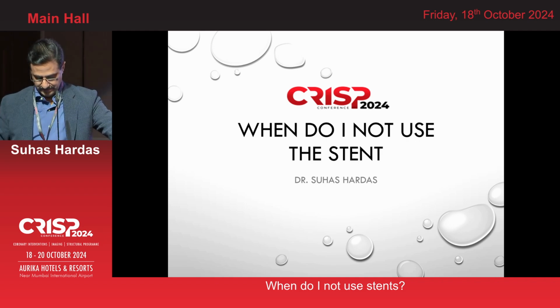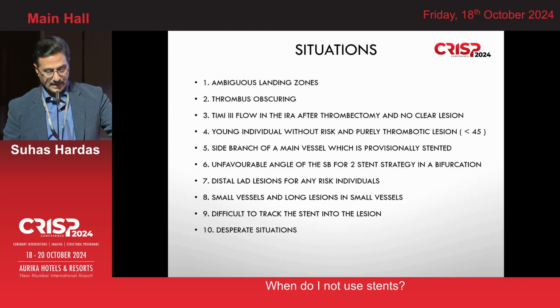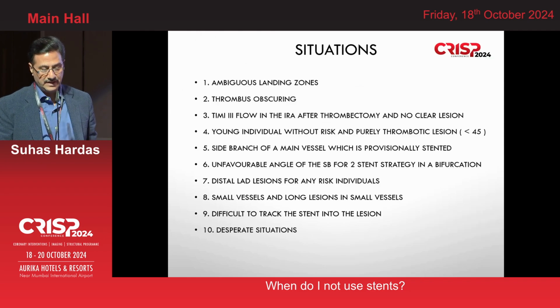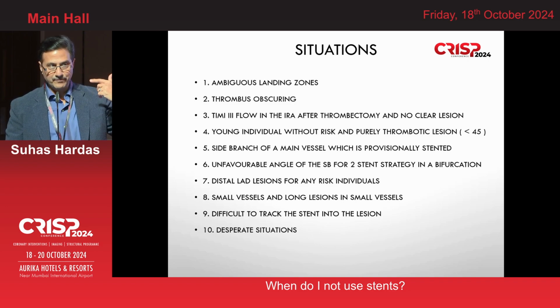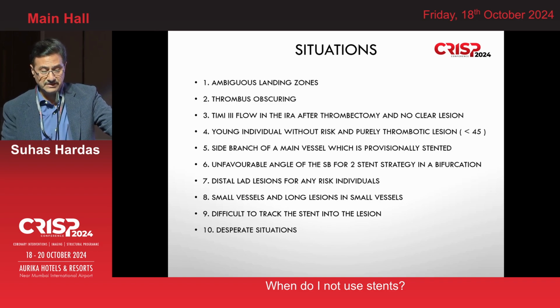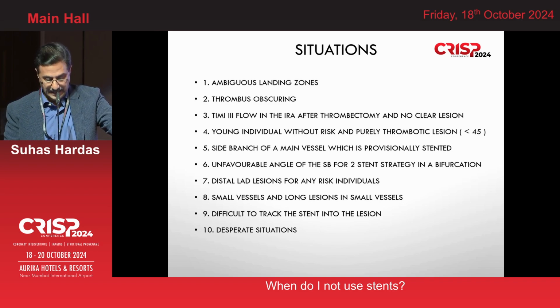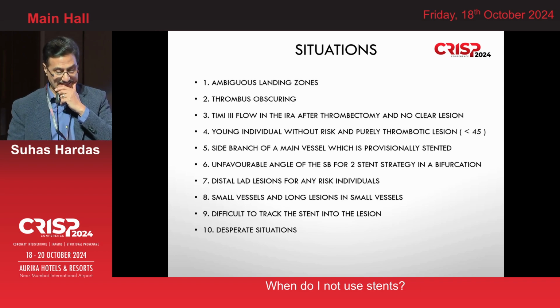When do I not use the stent? There are multiple situations when I wouldn't want to use the stent. For example, ambiguous landing zones, thrombus obscuring the lesions, either distally on the landing zones or proximally. TIMI 3 flow is achieved in the infarct-related artery after thrombectomy, and there is no clear lesion seen. A young individual, even without a risk, and purely a thrombotic lesion. Side branch of a main vessel which is provisionally stented. Unfavorable angle of the side branch for a two-stent strategy in a bifurcation. Distal LAD lesion for any risk individuals.